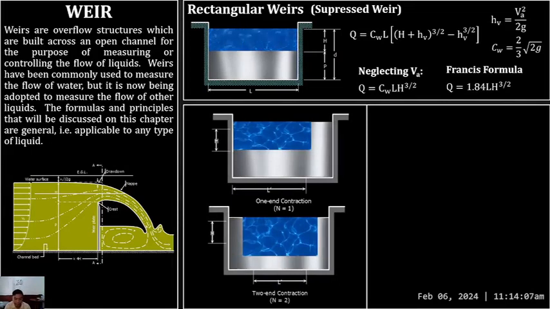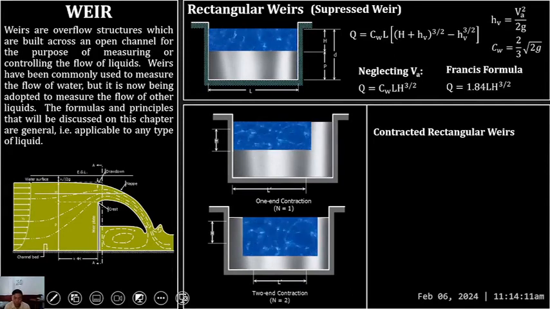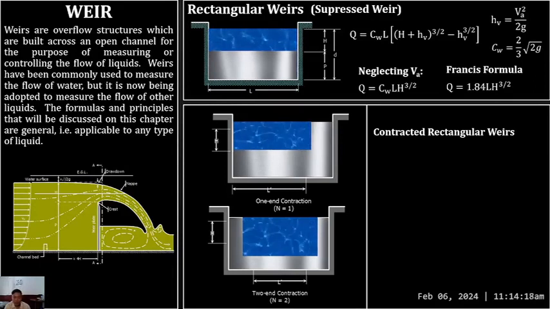Now, if meron tayong tinatawag na contraction, no? Contraction is, ibig sabihin yan, yung clear width or clear length ng ating weir is mas pinaliit natin. Contraction. So, ito yun. Ito yung magiging bagong clear length. So, nabawasan, dahil sa contraction na to.